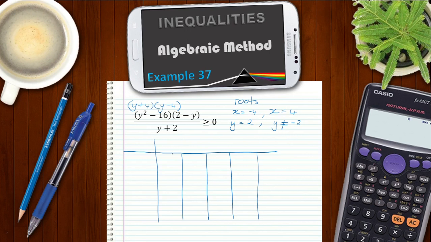So we have minus 4 first, and then minus 2, and then 2, and then 4. And then we can just list our factors: y plus 4, y minus 4, then 2 minus y, and y plus 2. Okay, now we need to determine what the signs are. So if we start with the first factor, you can look at this as a number line.